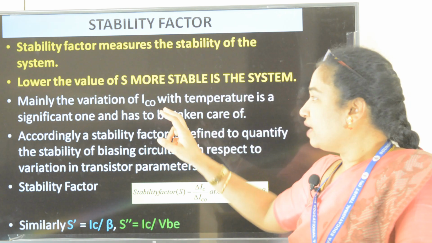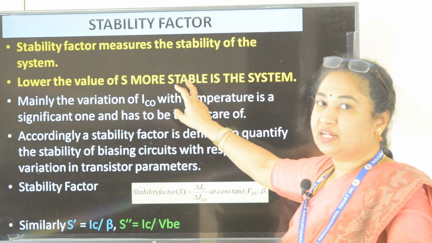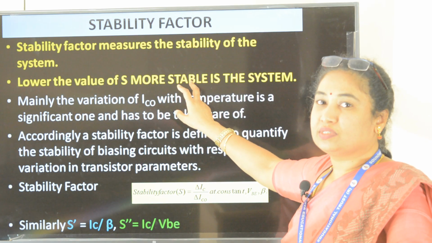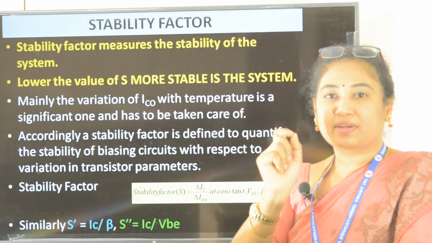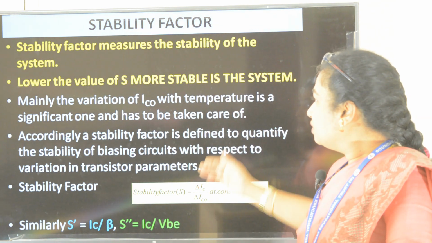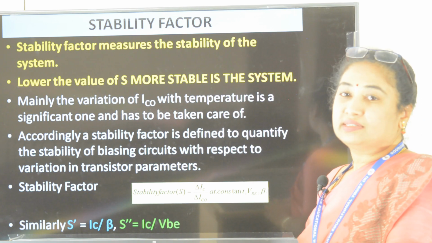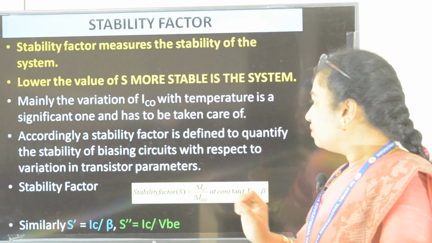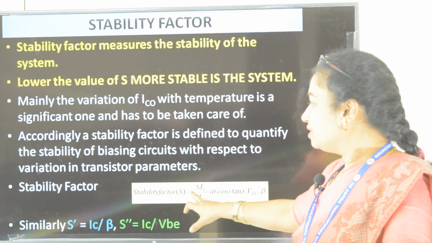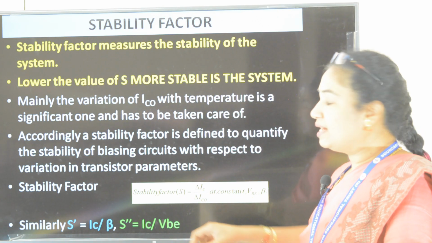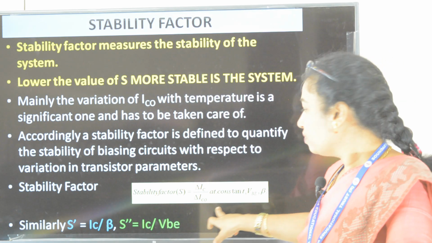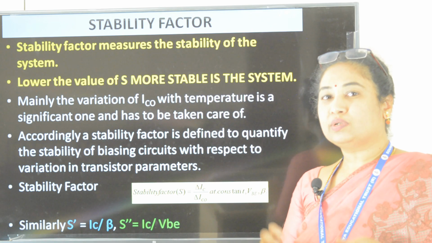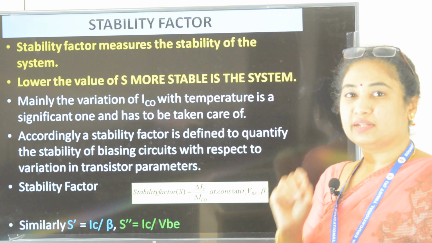That stability factor is just a number. It is going to see to it that the system is very, very stable. Now, this ICO is temperature dependent, and this has to be taken care of. So we have the stability factor defined as S is equal to delta IC by delta ICO with constant VBE and beta. There are two other types of stability factors that are also defined.